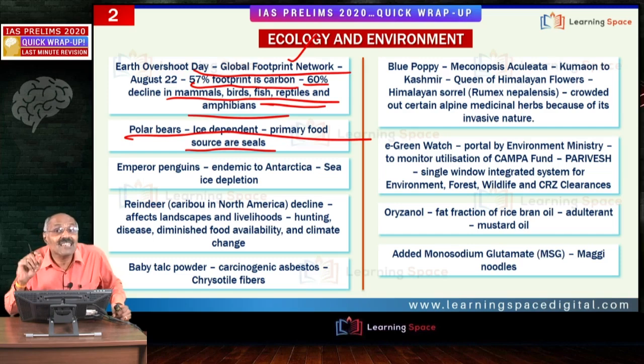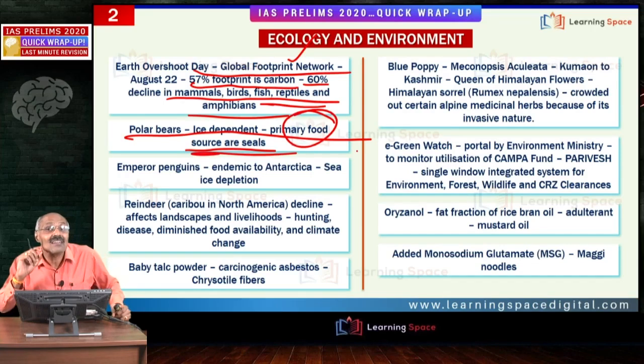Because of the reduction in the ice, friends, what is happening nowadays? Because of climate change, ice is getting depleted. It is affecting certain species, and just look at these species. Polar bear, that is in the polar regions, and its main food source is seals. They are not able to find seals for the simple reason that ice is getting depleted.